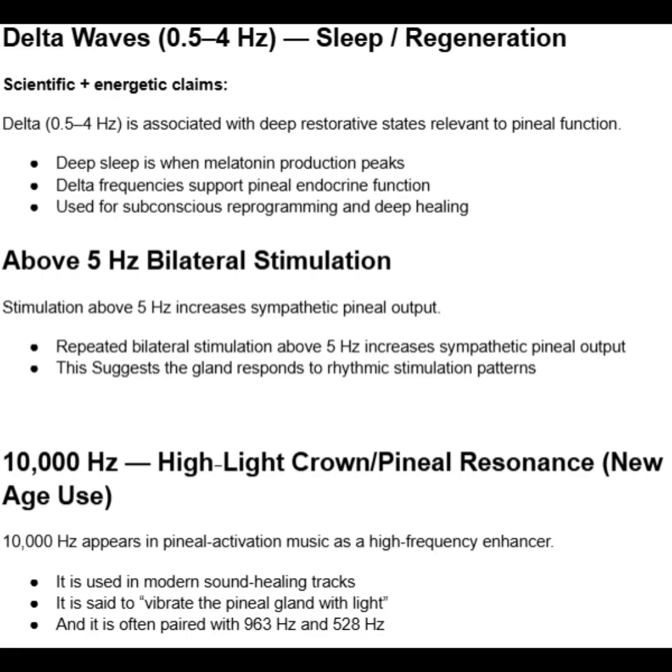Delta waves, between 0.5 Hz and 4 Hz, sleep and regeneration. Delta 0.5 to 4 Hz is associated with deep restorative states relevant to pineal function. Deep sleep is when melatonin production peaks. Delta frequencies support pineal endocrine function, used for subconscious reprogramming and deep healing.